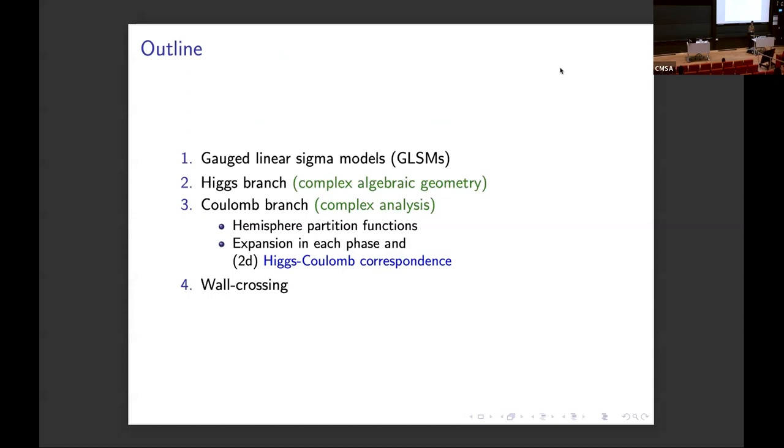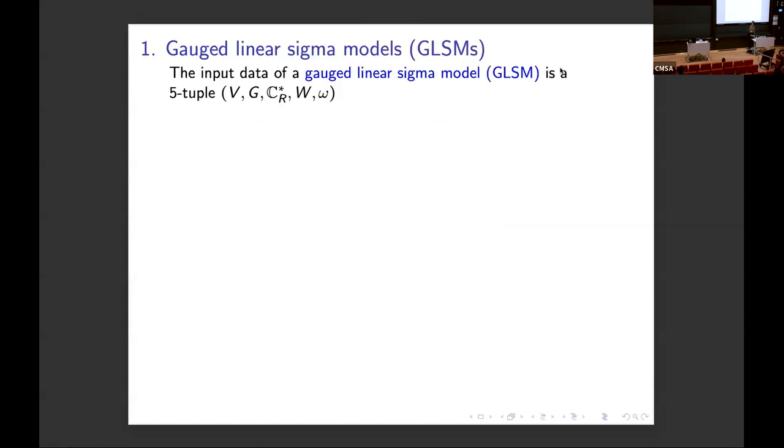This is the outline of my talk today. So let me start with the first part, gauge linear sigma model.